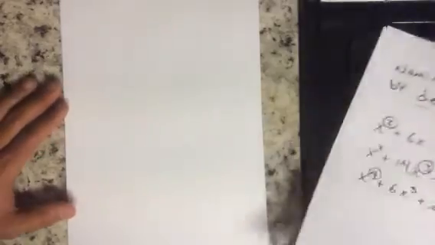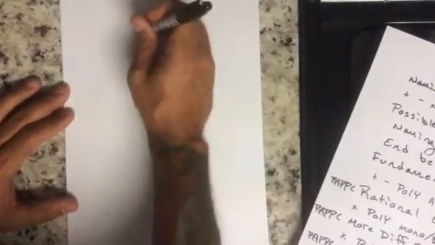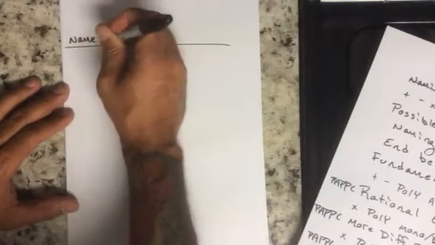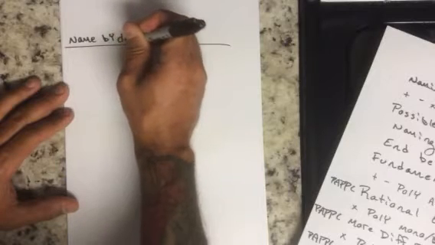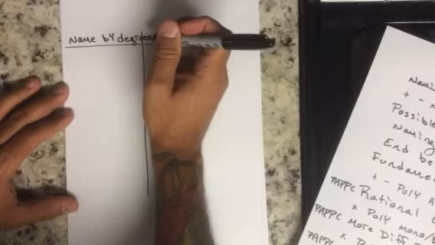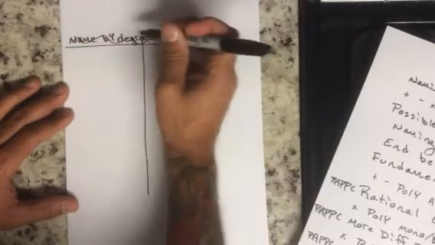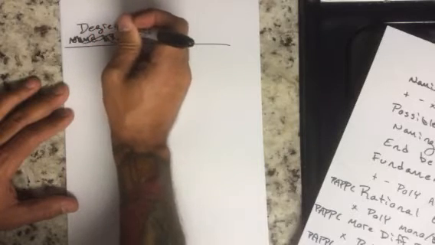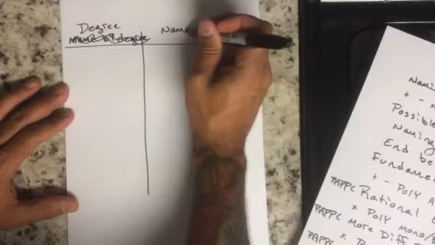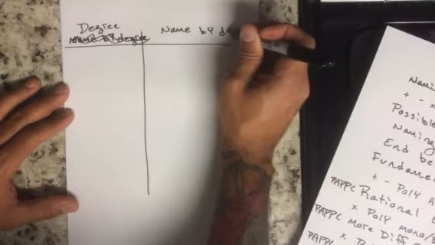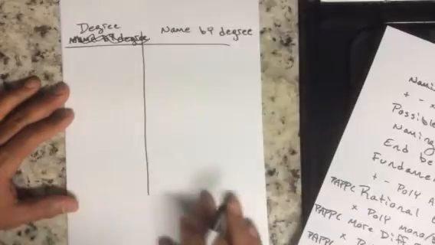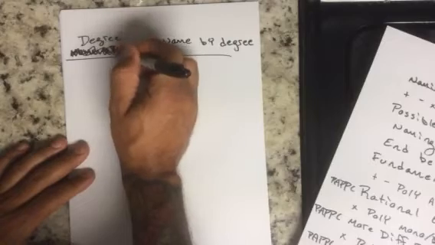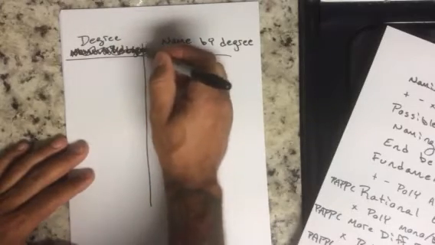So I'm going to make a table to name it by degree. I'm going to say degree, and then I'm going to say name by degree. So when we're talking about degree, again, ignore monomials for right now. I'll show you something. Monomials are slightly different.